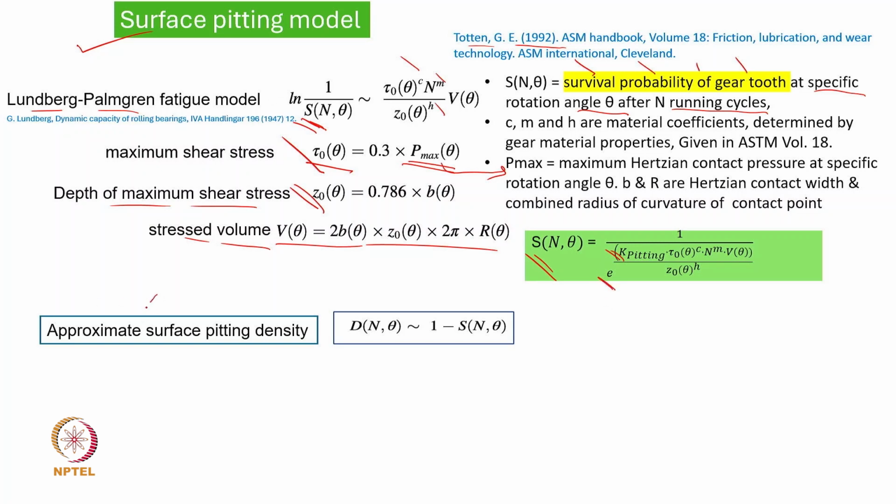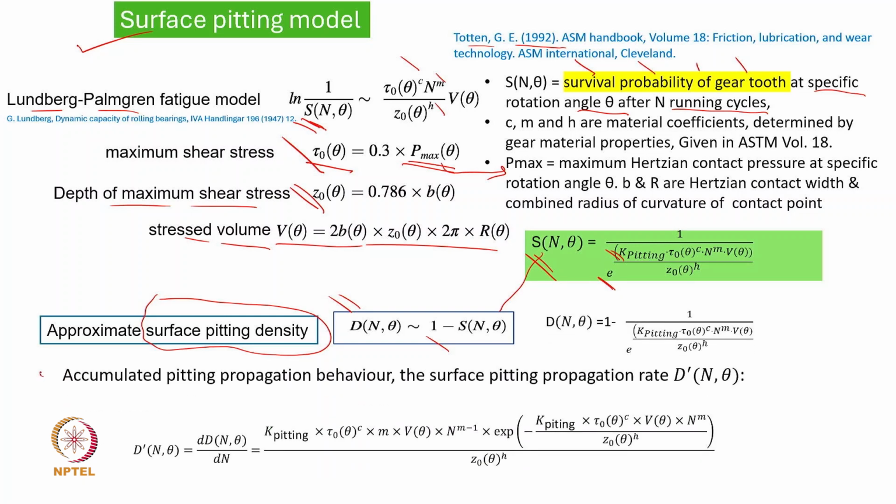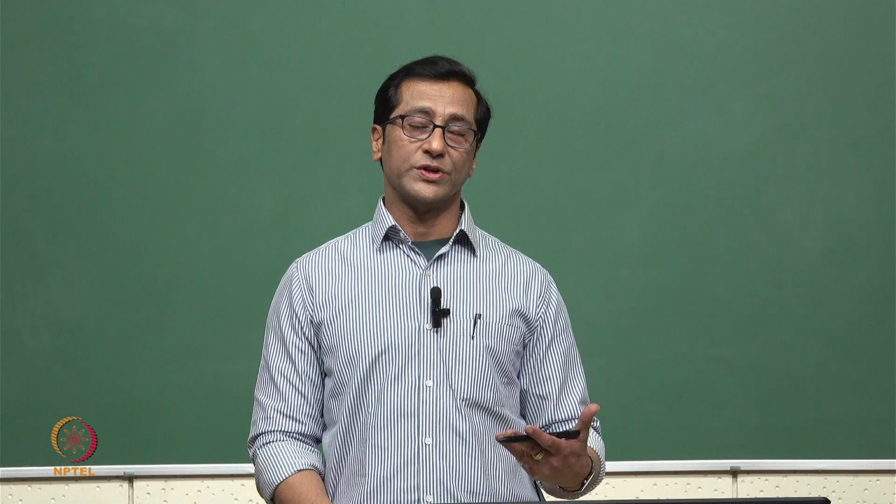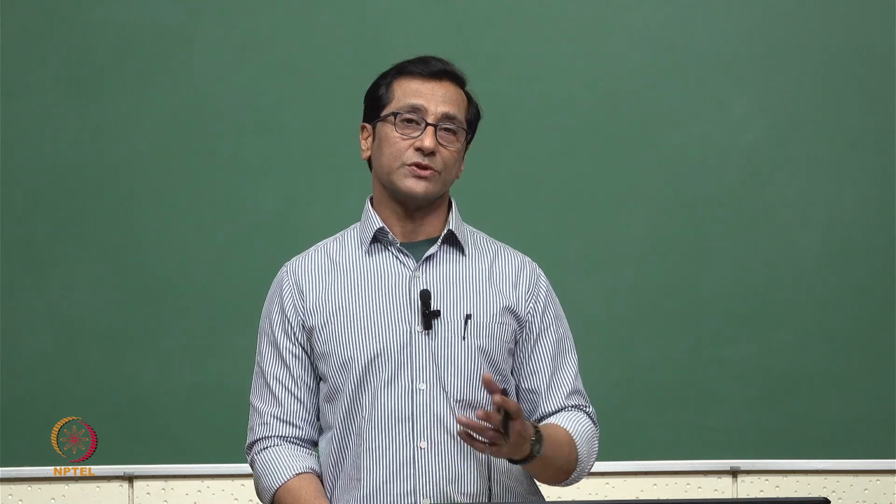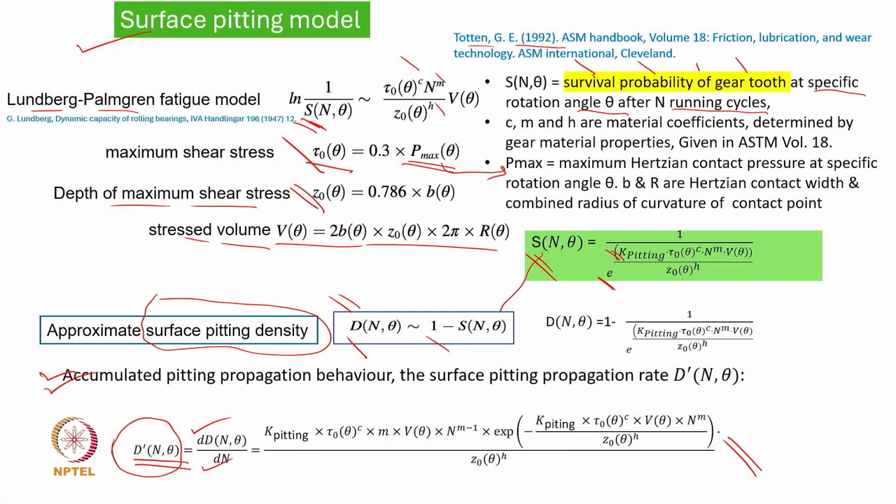And then they use a term, surface pitting density, to be correlated with the vibration signals, and that was defined as d, the surface pitting density, as 1 minus s, and then s can be calculated using this relation. Now if we differentiate, that will give the increment in surface pitting density. So if we differentiate d with respect to the number of cycles, d prime, they found this expression. So this needs to be coded and incorporated in a digital model which we are making to estimate the pitting, what is happening to the gear.